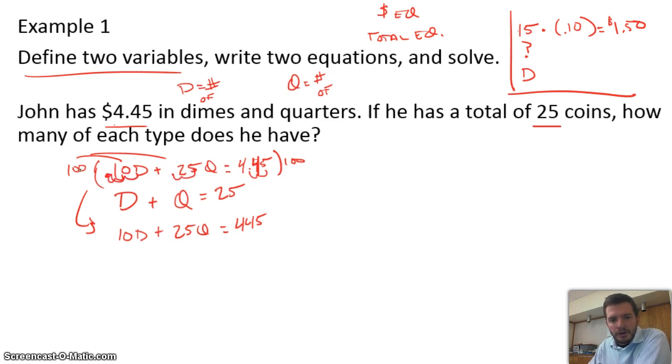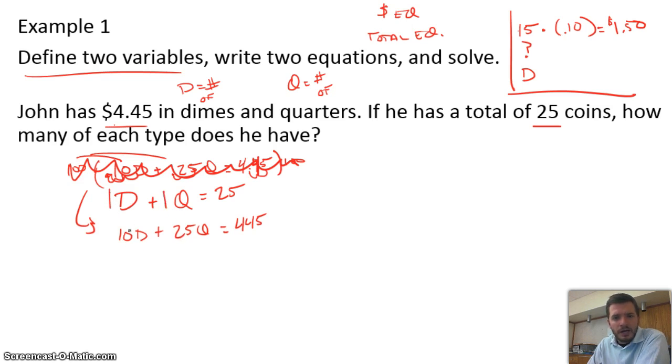Okay, so now I'm going to cross this guy out. We don't need him anymore. And now we just need to figure out where to go from here. We can either use substitution or elimination, and I think I'm just going to use elimination for this first one, until you guys get kind of used to it. So again, I've got 1D and 10D, and then 1Q and 25Q.